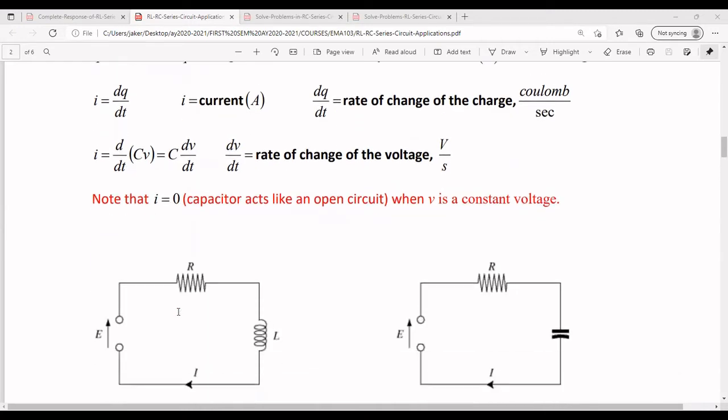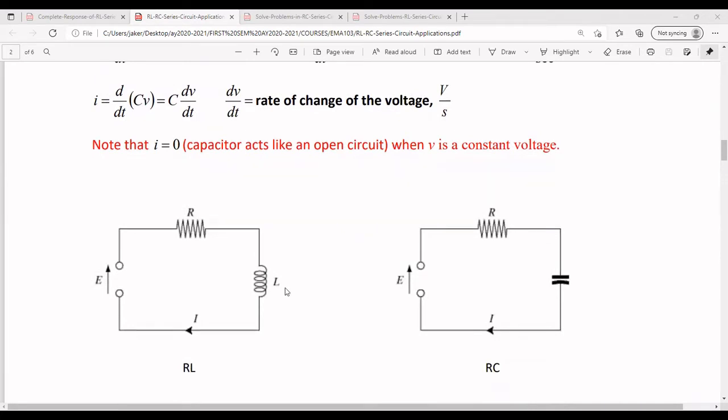So our circuit application will only be limited to these two kinds of circuits, the RL and the RC circuit. Now, if you have a constant voltage here, it would be easier to handle than having an electromotive force expressed in terms of the sine function or the cosine function in which the independent variable is time. Nonetheless, we will be discussing that also in the succeeding examples.